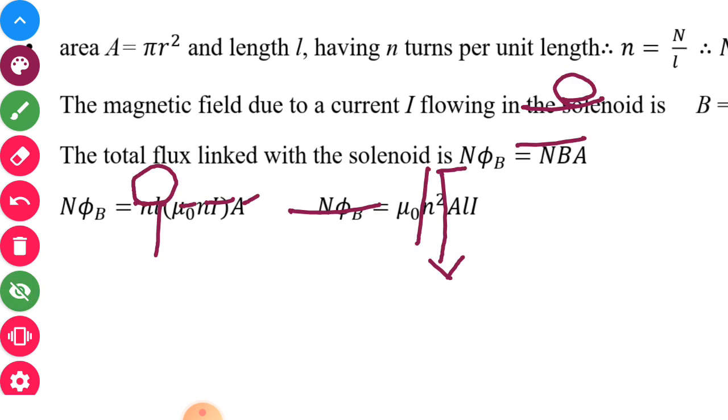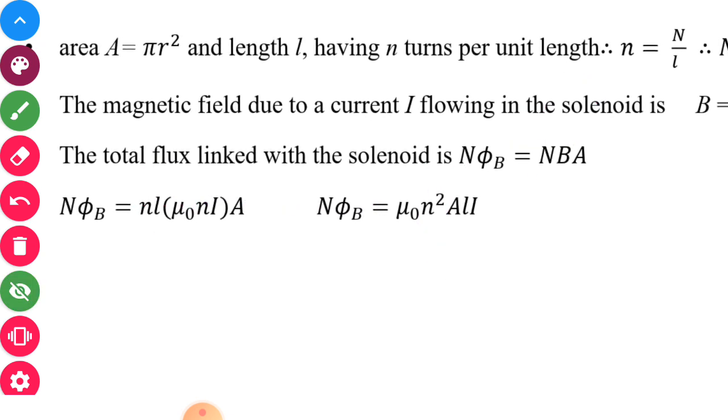I am trying to explain this again. Instead of capital N, it is n into L. B is the magnetic field of the solenoid, that is mu 0 n i. A you keep as it is. Just rearrange this: mu 0 n square A L I. Now if you take the total flux per unit current, N phi B upon I, then it becomes the self-inductance.